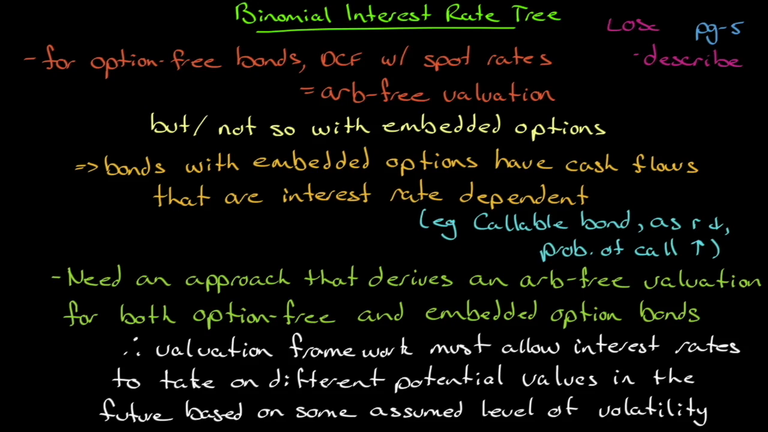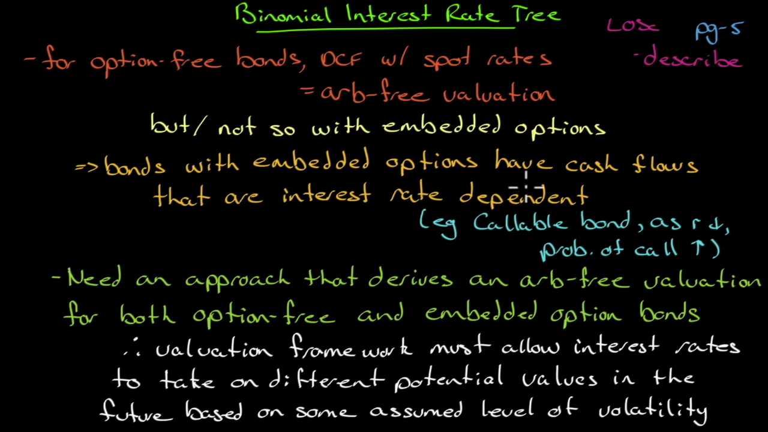All right, so now we're going to just describe the binomial interest rate tree. We're not going to get into too much detail about it. We're just going to describe it. So, to recap, for an option-free bond, discounted cash flows with spot rates will give us an arb-free valuation. But not so with embedded options. Bonds with embedded options have cash flows that are interest rate dependent.